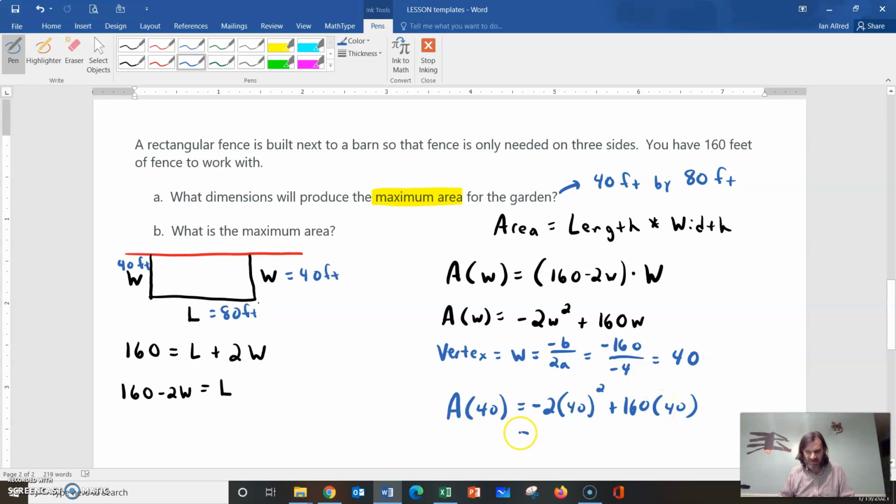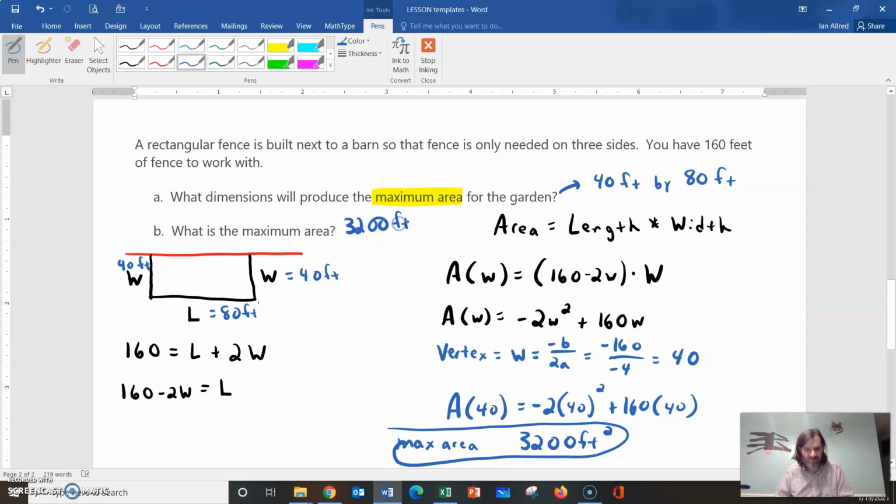In the end, this will be 3,200 feet squared. That would be the max area. So that max area will be 3,200 feet squared. Okay. The hard part is building the quadratic to work with and making sure you understand the problem.